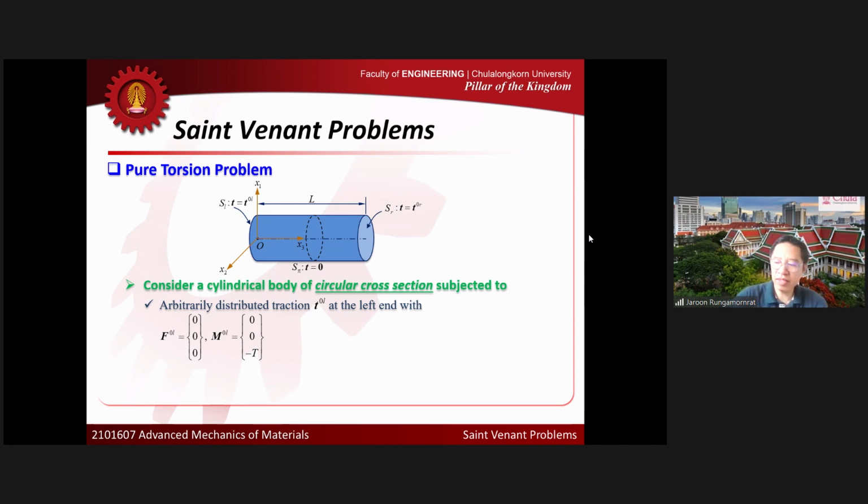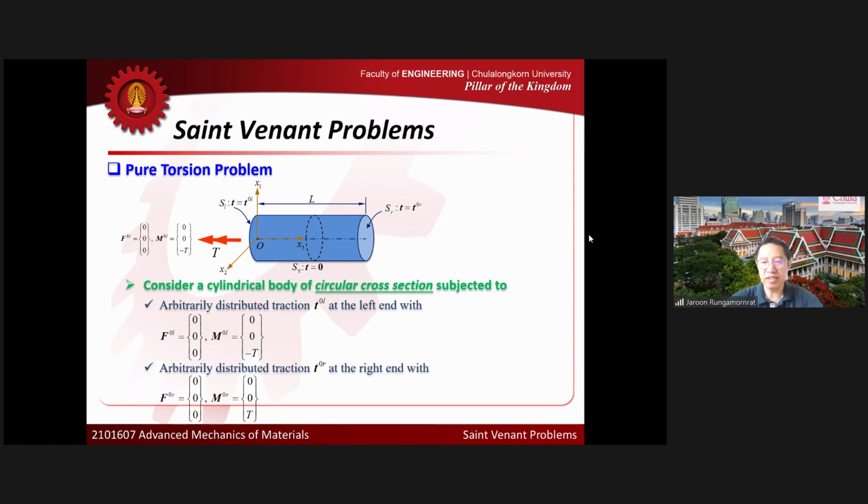At the right end, we look at the traction as well. The traction at the right end may have a different kind of distribution, but the net forces and net moments generated at the right end are of the same form. The traction that we apply at the right end generates no net force, and the net moment is simply 0, 0, and T. T here is the specified resultant moment, or we call it the torque.